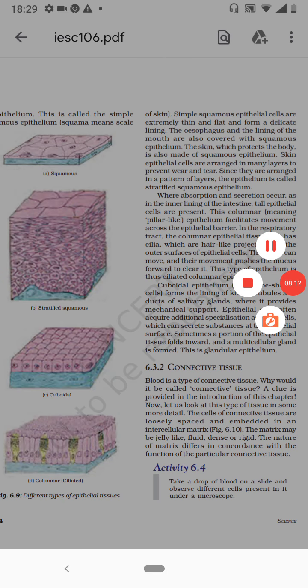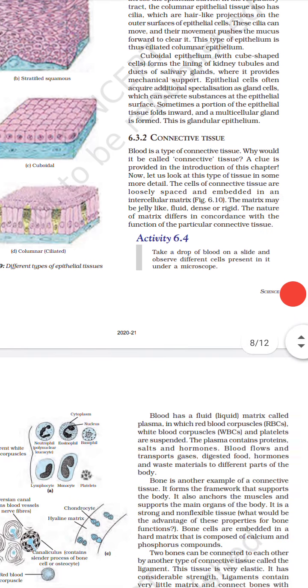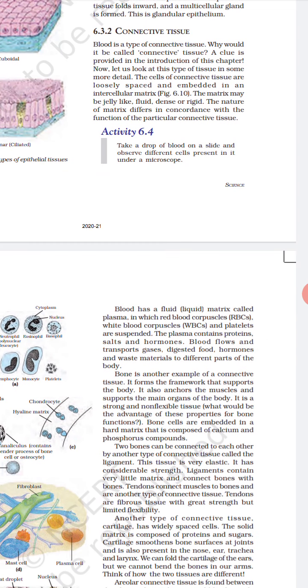The second animal tissue is connective tissue. What is the name suggesting? The name is suggesting the one which connects various body organs. So that is the connective tissue. For example, it connects bones to each other, muscles to bone, and also gives support to various parts of the body.